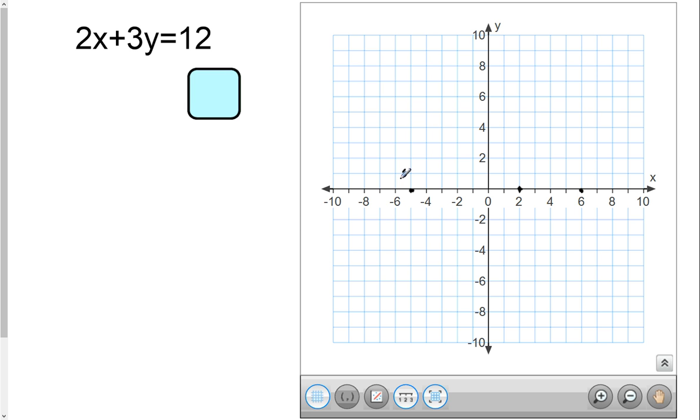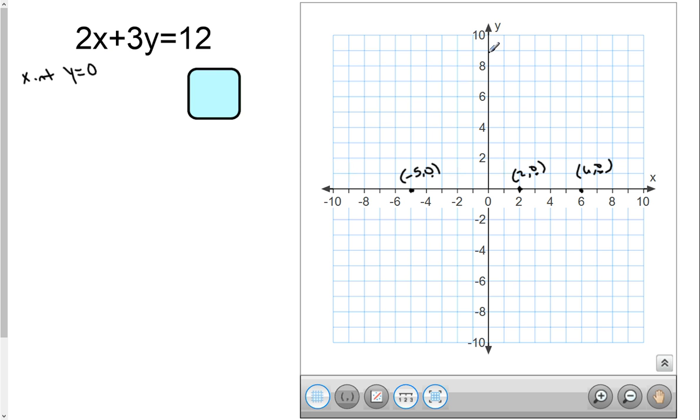Let's name this point. This is negative 5, 0. Name this point 2, 0. Name this point 6, 0. Any point that is on the x-axis has something in common. All of them have y equals 0. So that's what I was saying a minute ago. The x-intercept is where y is equal to 0, right?